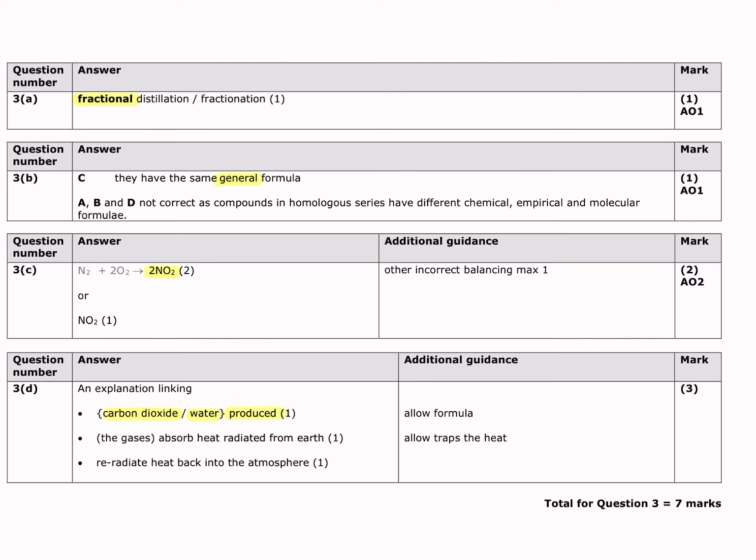And the last question was an explanation linking carbon dioxide and water produced from the combustion. The gases absorb the heat radiated from the Earth and re-radiate the heat back down into the atmosphere. You were allowed to write the formula for combustion, and you're also allowed to write traps the heat, which is what I think of when I think of a greenhouse. I think that allows trapping the heat like a greenhouse.